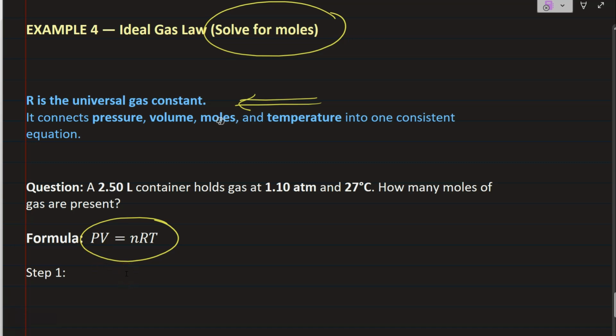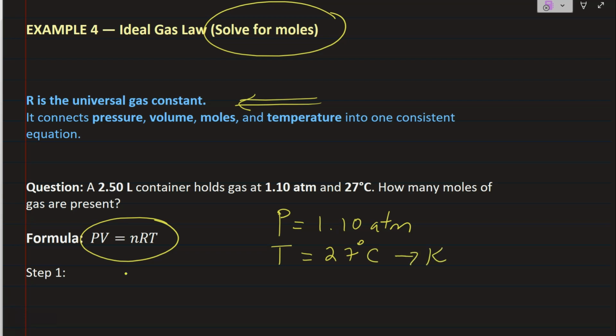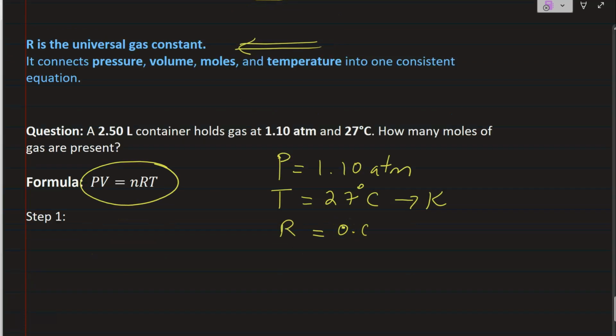So what do we have here? We have the pressure, 1.10 atm. The question says you have a 2.50 liter container that holds gas at 1.10 atmosphere. How many moles of gas are present? Excellent. So we have that. We have the temperature. It is in Celsius. We need to change that to Kelvin. We know how to do that. We just add 273 to that. And we know that R is a fixed value. 0.0821 is the value of R.